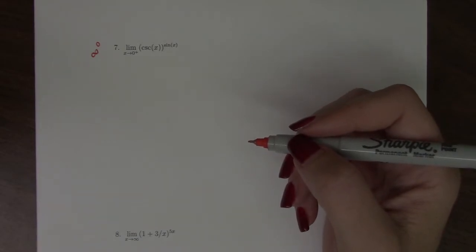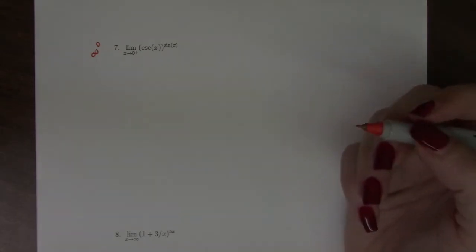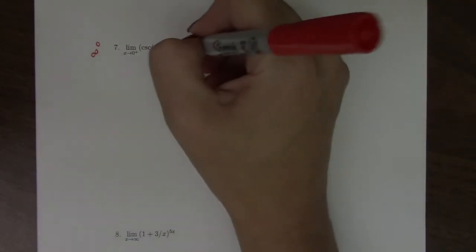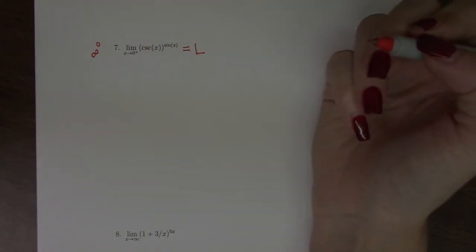So this is actually an infinity raised to a 0 situation. Also notice that the expression has x in the base and x in the exponent. So this is where our natural log can help us out. The first thing I'm going to do is imagine that the limit does in fact exist, and it's just some value L we haven't found yet.